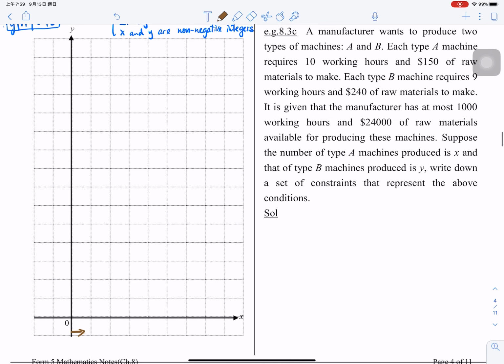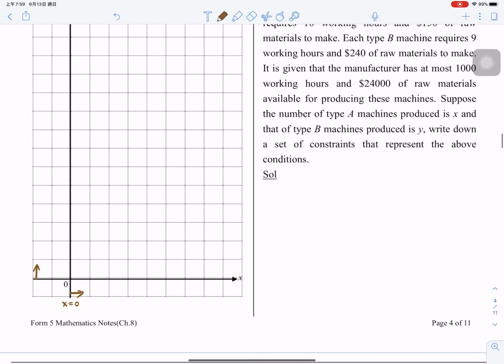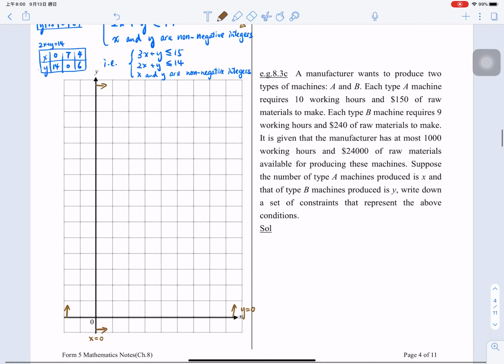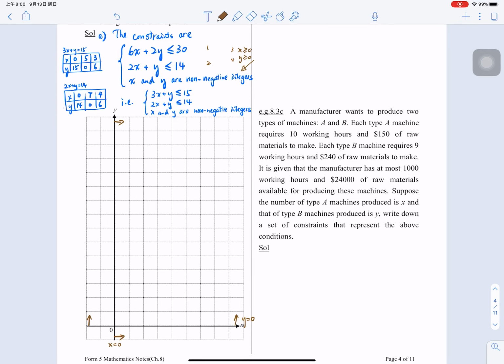So write down this one. This one is x equals 0. How about this one? Y equals 0. Yeah, these two are the simplest ones. Okay, easiest one. Next, 3x plus y equals 15. 3x plus y equals 15.